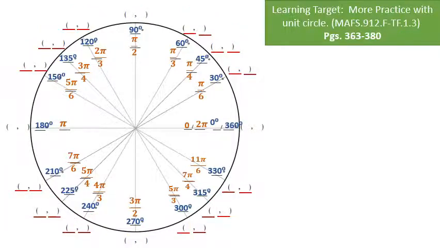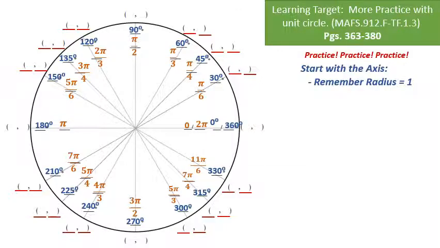Here is a blank unit circle with all of those points taken away. Remember how I think about this. I always try to chunk information rather than trying to remember every single thing. So when I look at a blank unit circle, I'm going to start with the easiest things, which is the axis. Remember that the radius of a unit circle is 1.